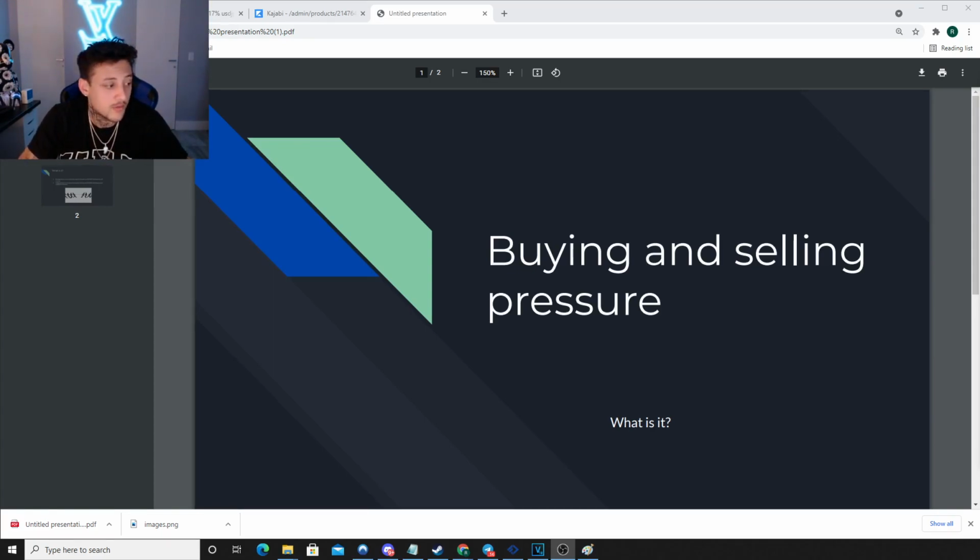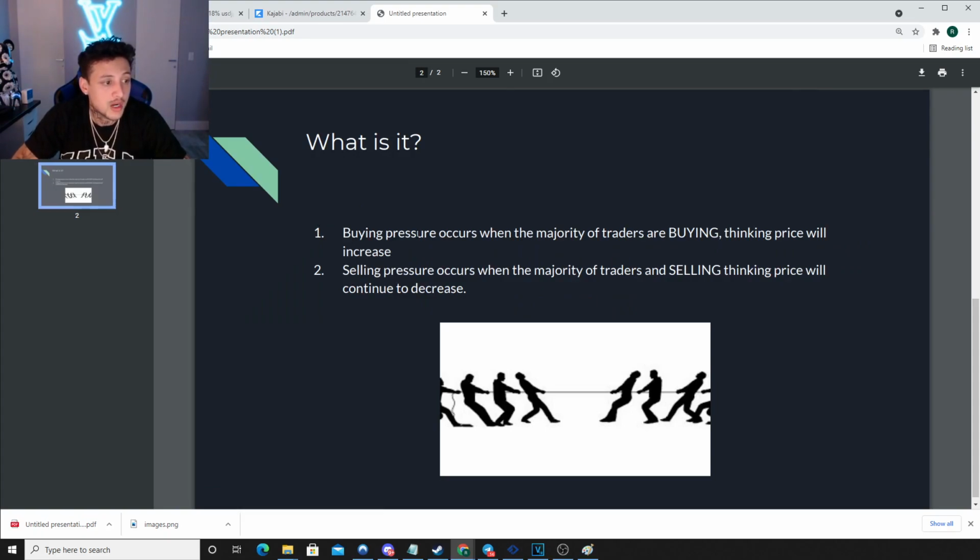Now, the concept itself is very easy to understand. It's nothing more than this: buying pressure is occurring in the market when the majority of traders are buying thinking that price will increase. Vice versa, selling pressure occurs when the majority of traders are actually selling thinking that price will continue to decrease.